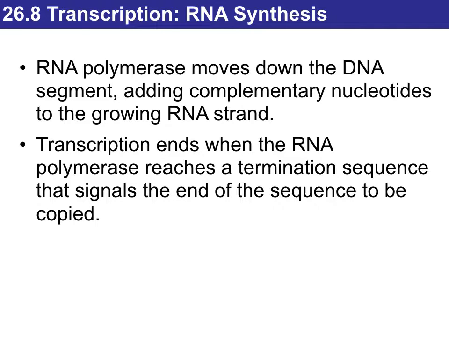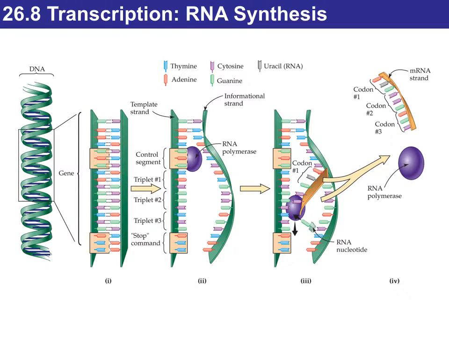And then transcription ends when the RNA polymerase reaches a sequence known as the termination sequence, which tells it that's the end of the sequence that needs to be copied. So looking here, a good summary: double helix of DNA, looking at a specific location such as where the genes are. You look here on number 2, the template strand. The other one is the informational strand. Only the template strand is going to be used to make that messenger RNA, which is the one you have on the very far right, the mRNA strand.